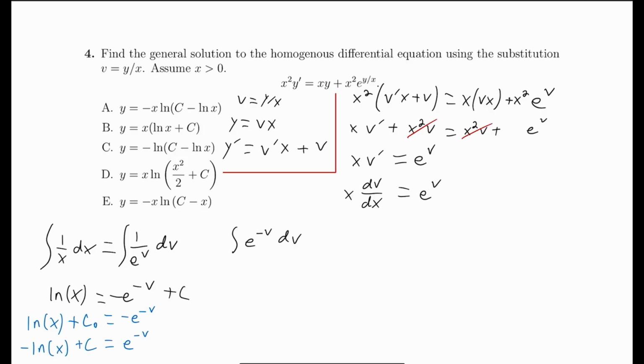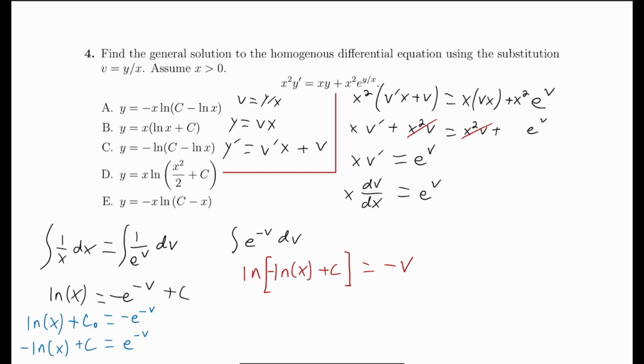Now, to isolate something in a case like this, we have to take the natural log of both sides. So that will leave us with natural log of x plus c, oops, there's a negative there, plus c, and then natural log of the right hand side is ln e to the negative v, but natural log and e are inverses, so that side is just negative v.